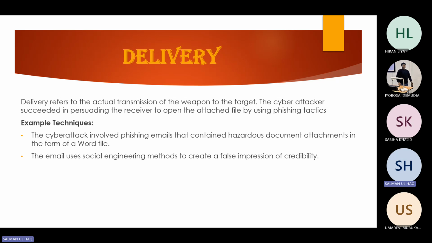The third stage is delivery. The delivery stage refers to how the attacker actually delivers the weapon to the target. In this case, the attacker sent a phishing email containing the harmful Word document as an attachment. The attacker used social engineering techniques to persuade the victim to open the attachment, making the email appear legitimate. Phishing emails are often designed to look credible, thus increasing the likelihood that the victim will interact with the malicious file.